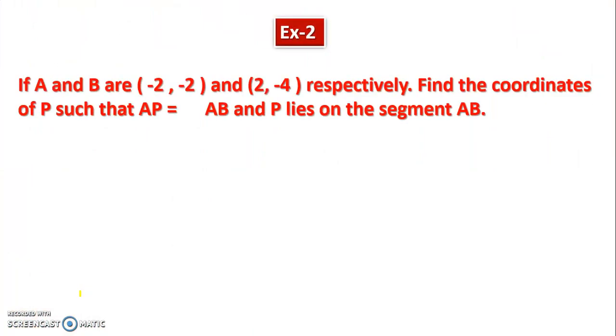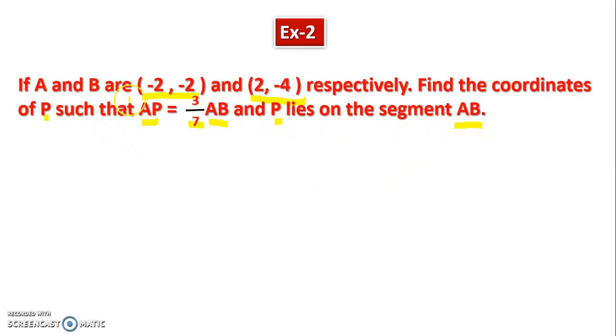Coming to the sixth problem: if A and B are (-2, -2) and (2, -4) respectively, find the coordinates of P such that AP equals 3/7 AB and P lies on the segment AB.